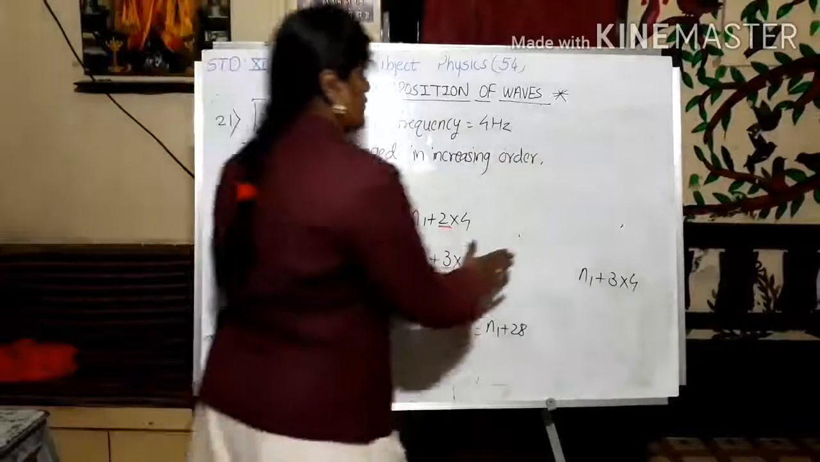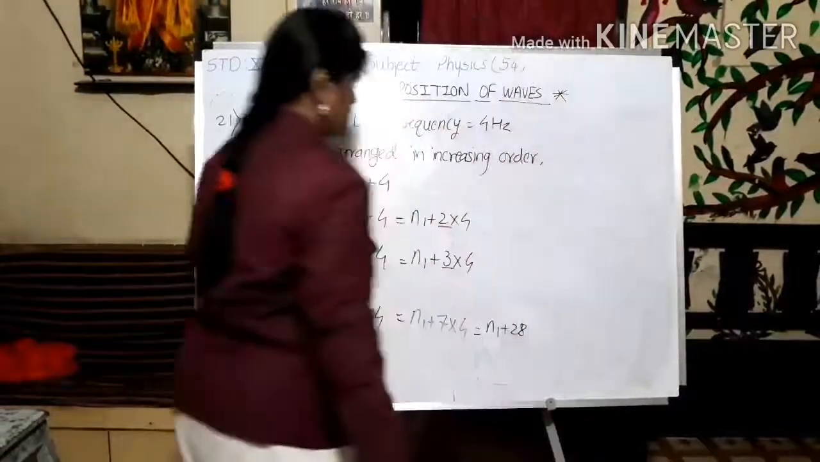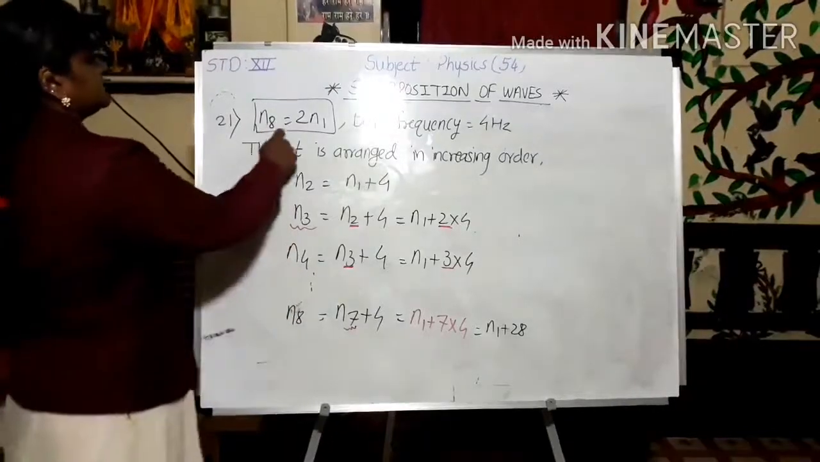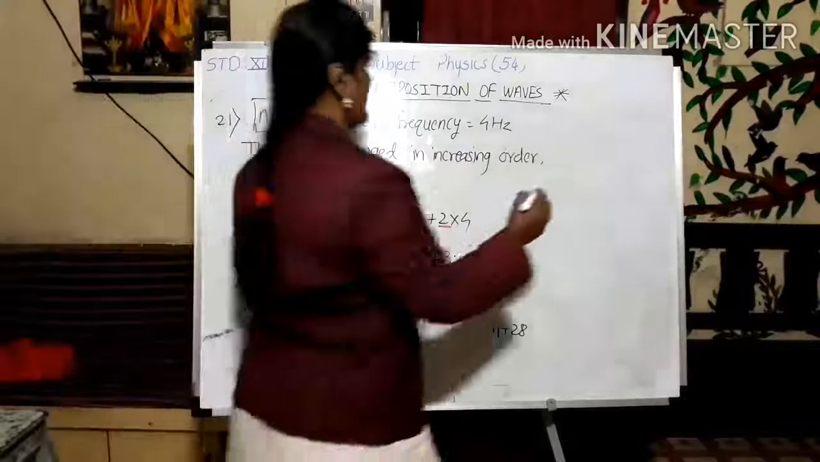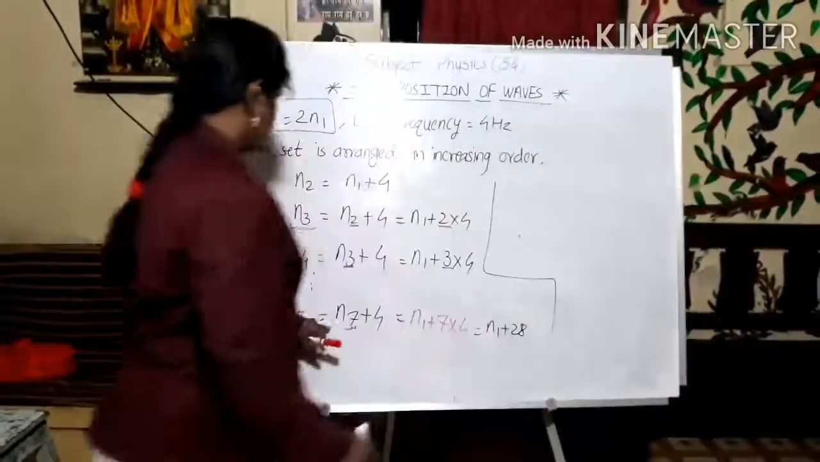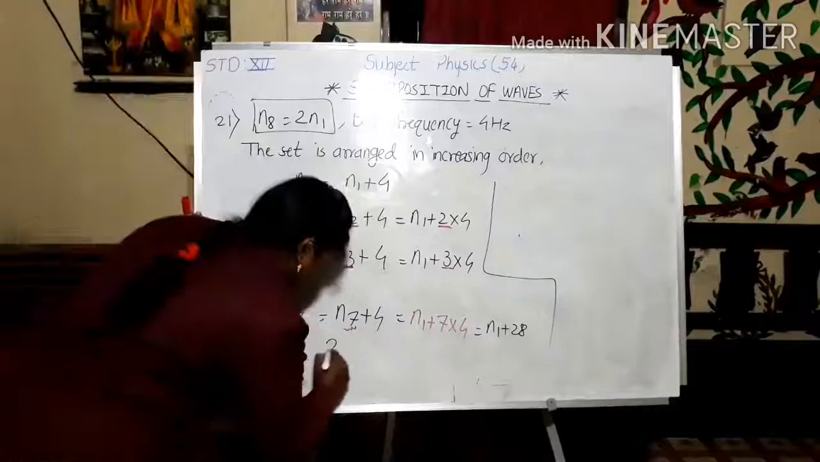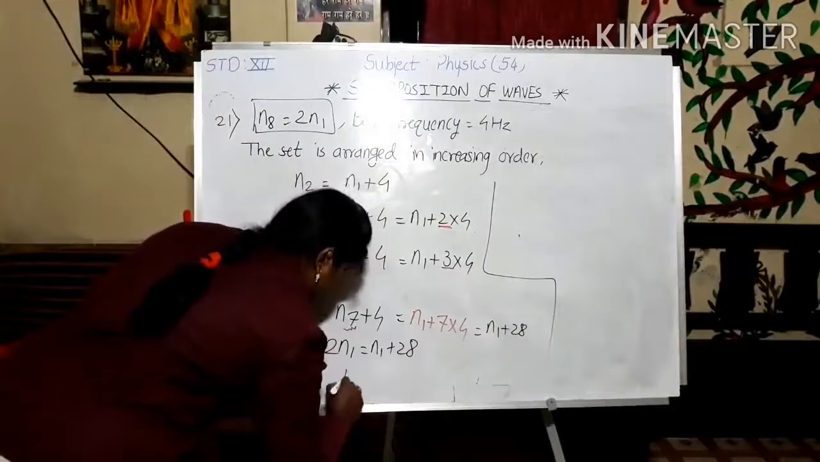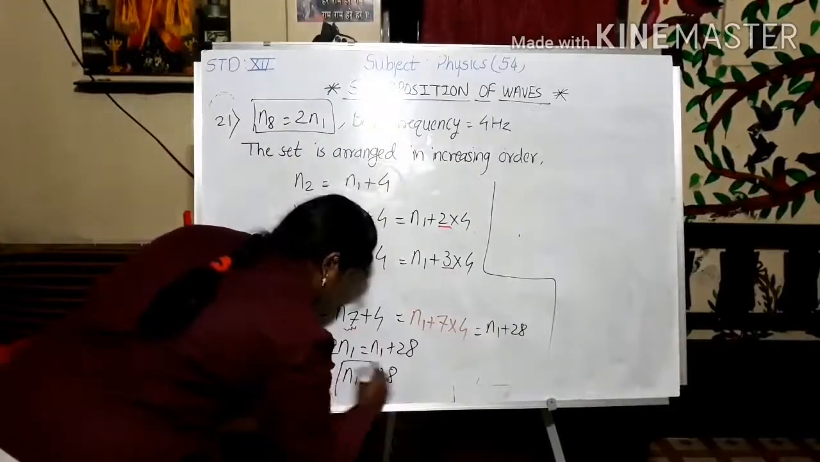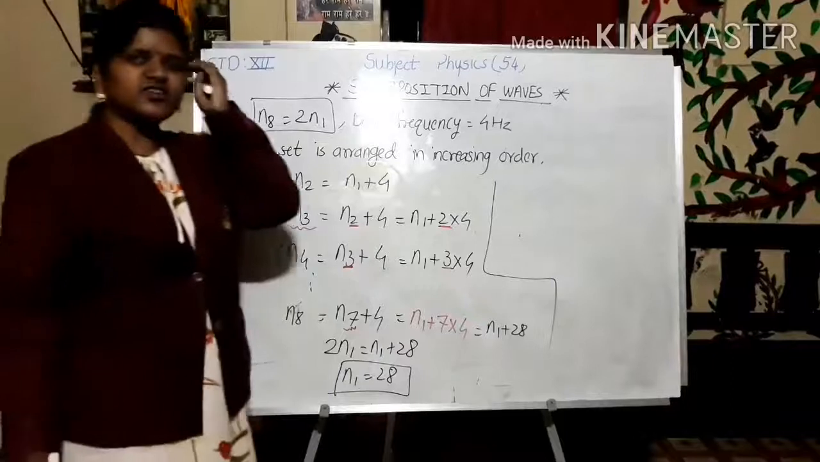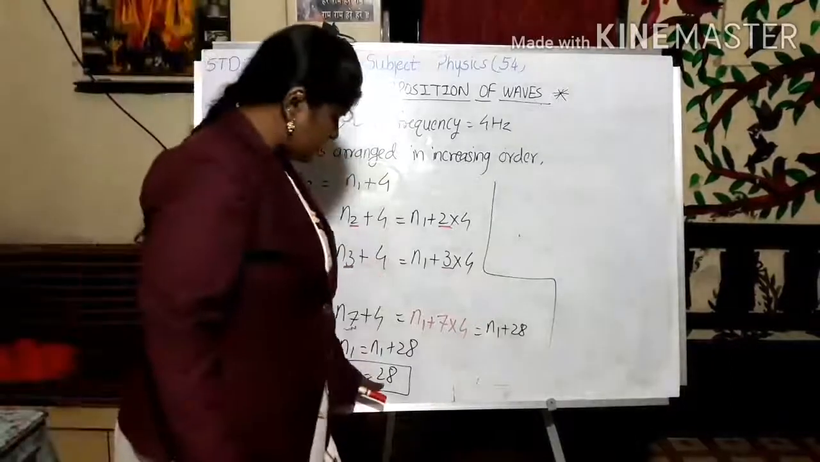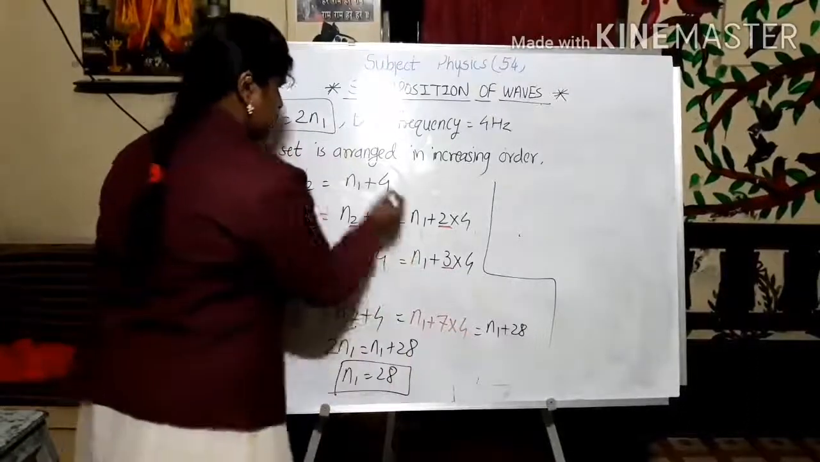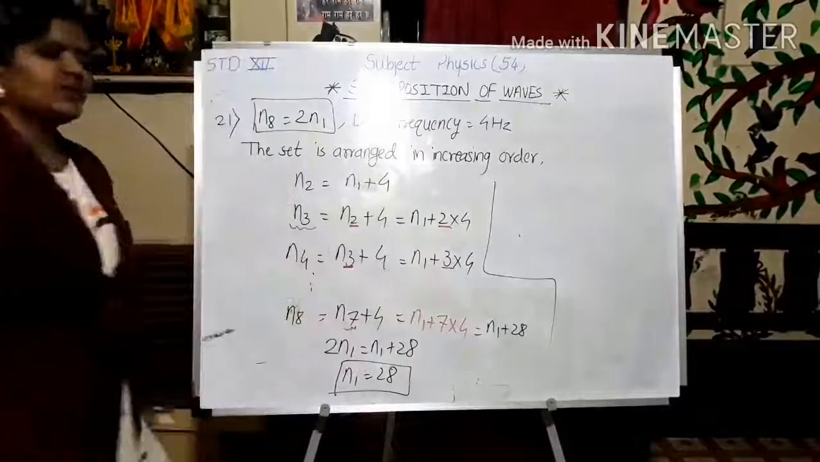So now what we can do, we have to find the value for N1. See, N8 is what? Twice N1. So I can put the value for N8 as twice N1. So twice N1 is equal to N1 plus 28. So N1 will be 28. So I got the first frequency of the tuning fork as 28. So N1 is 28.